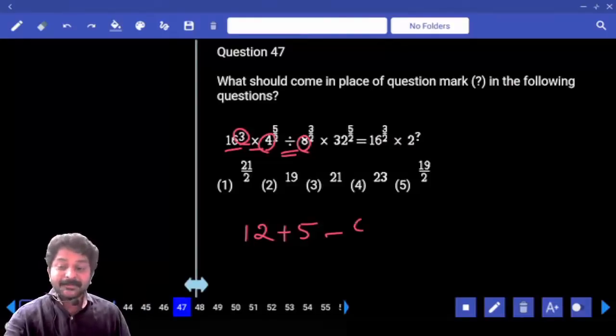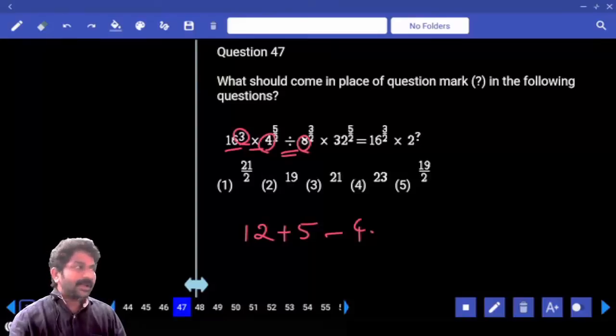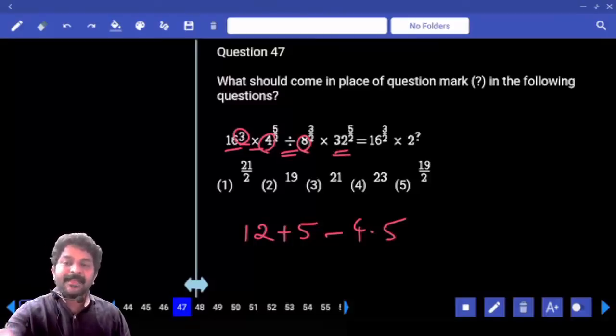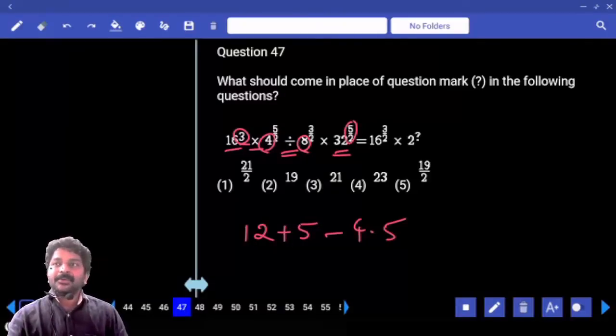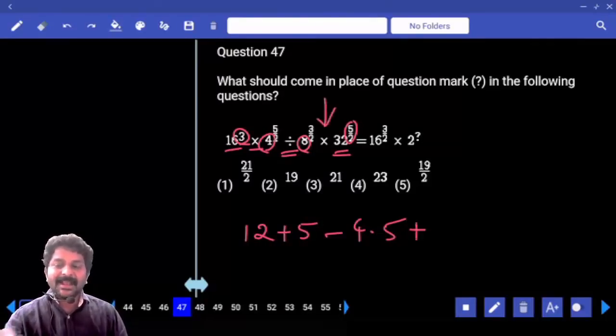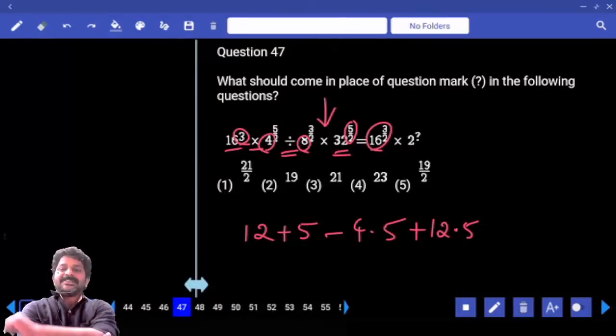9 by 2 is 4.5, right? And 32 can be written as 2 to the power of 5, power 5 by 2, 25 by 2. That means 12.5. And what is the symbol here? Multiplication. So we will add 12.5. And then right hand side we have 16 power 3 by 2. 16 can be written as 2 power 4, power 3 by 2, that is 2 power 6.